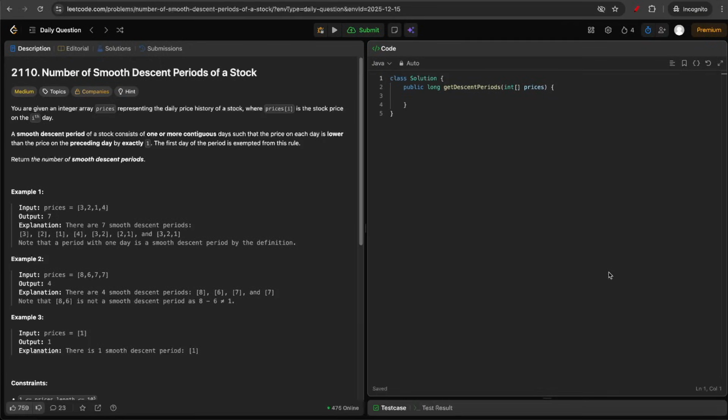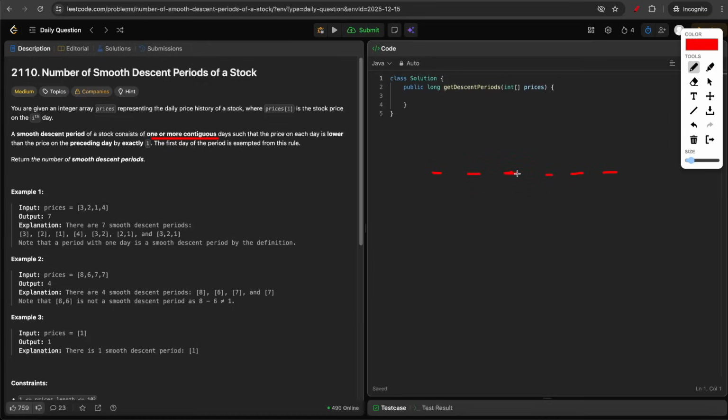Hi all. Today we'll be discussing the LeetCode problem of the day, number of smooth descent periods of a stock. So here you're given an integer array prices denoting the daily price of a particular stock. Now a smooth descent period of a stock consists of one or more contiguous days such that the price of each day is lower than the price of the previous day by exactly one. And the first day of this period is exempted from this rule.